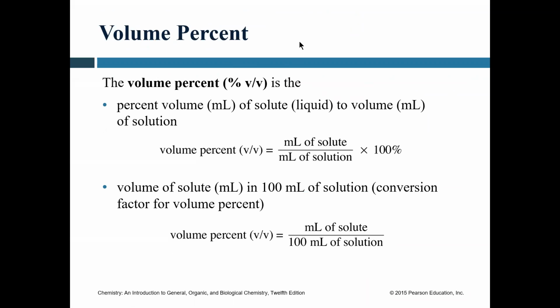So now we've got this thing called volume percent. Similar in setup to mass percent, except instead of using grams, we're going to use milliliters. So we'll use milliliters of solute over milliliters of solution. This one works really well when we're dissolving a liquid in a liquid. Another way we can write our volume percent, if we're given a value, is that it's the milliliters of the solute over 100 milliliters of solution.